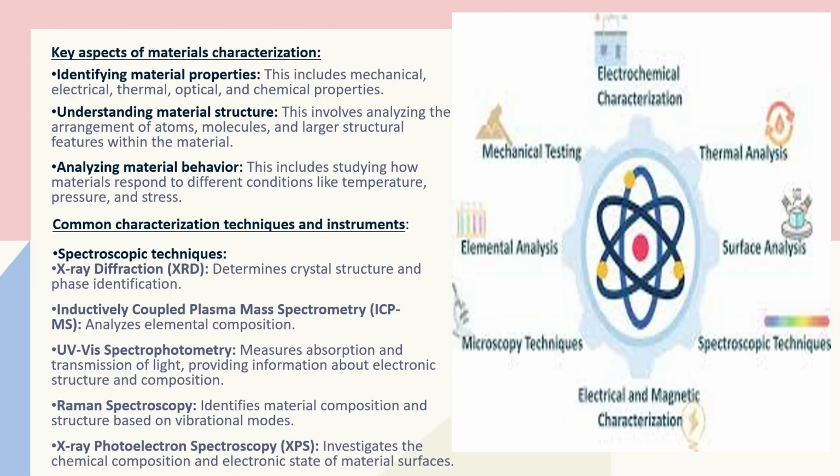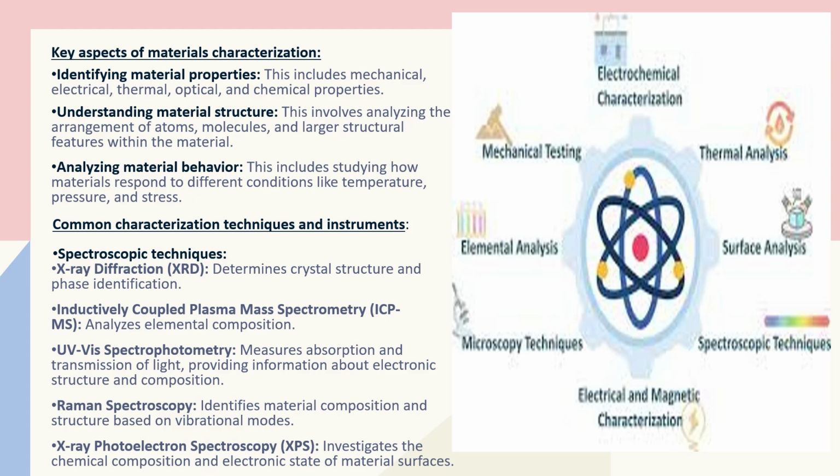Next, UV spectrometer measures absorption and transmission of light, providing information about electronic structure and composition. Raman spectroscopy identifies material composition and structure based on vibrational modes. X-ray photoelectron spectroscopy investigates the chemical composition and electronic state of the material surface.